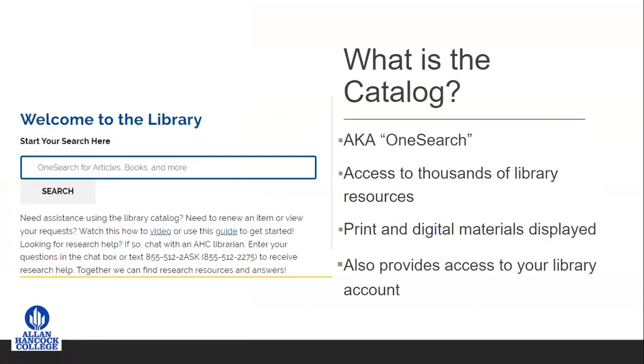The catalog is kind of like the world of the library and all of the materials inside of the library in one place for you to search. You might notice on the library's website, we have a search bar that's named OneSearch. What that is giving you access to is all of these materials and resources through the library. You would be able to find print books available at the library that you can physically check out, or you might find digital materials that you can access from your phone or your computer or any other device that you might have.